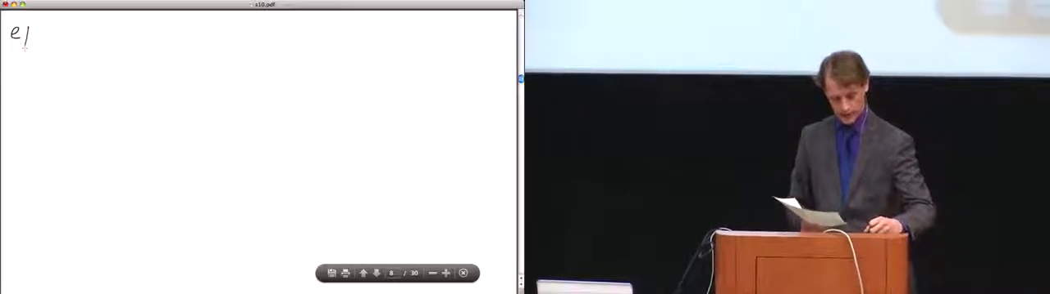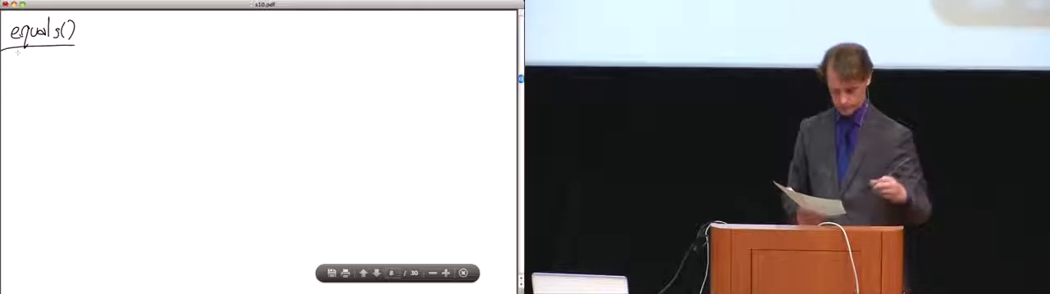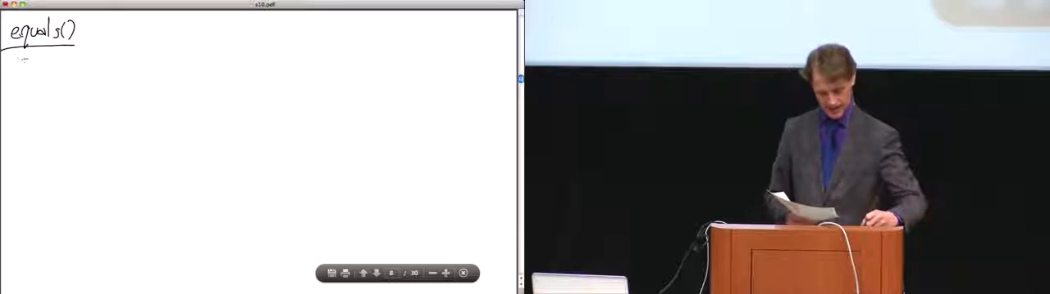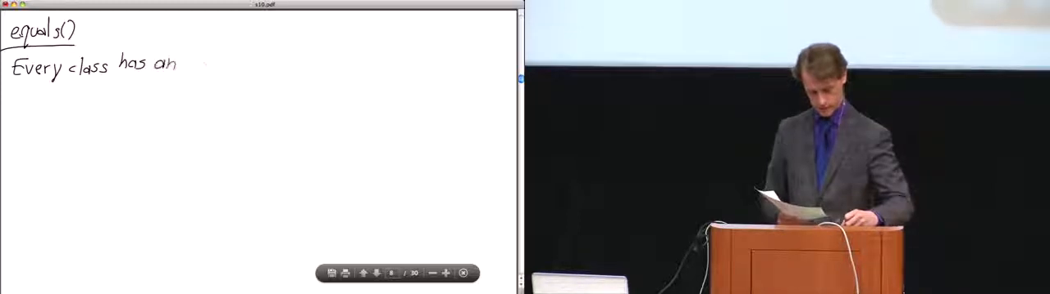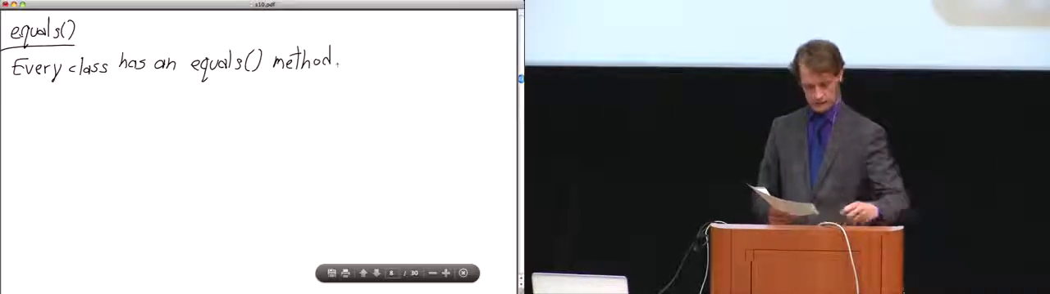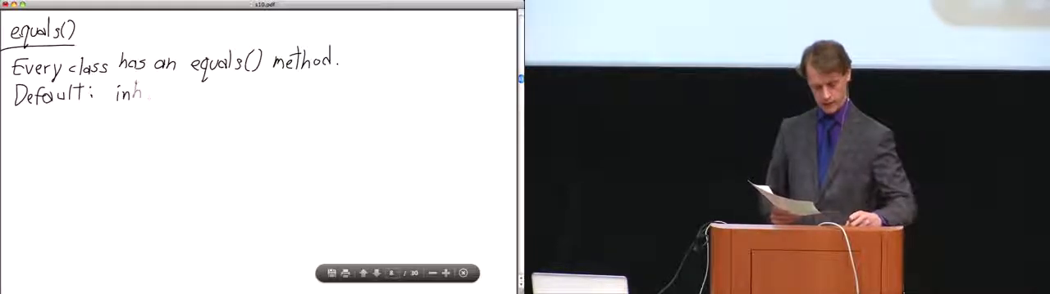All right, let's talk about the equals method, which is another example of overriding. So equals is a pretty important method, used a lot, and every class has one. The reason every class has one is because if you don't define one yourself, you inherit object.equals.